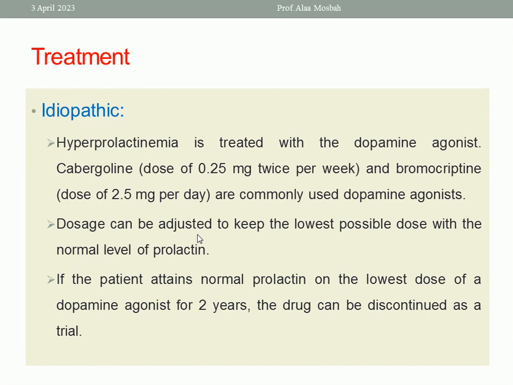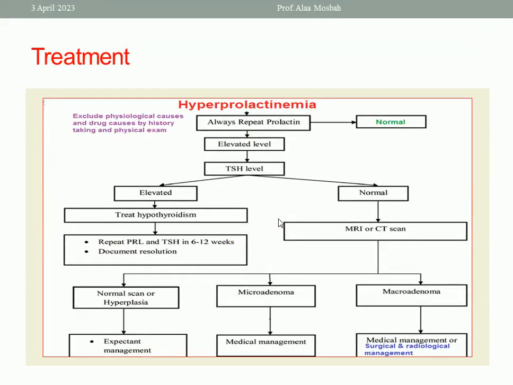If the patient attains a normal prolactin on the last dose of dopamine agonist for 2 years, for example, the drug can be discontinued as a trial. So when you reach the normal value, you can do discontinuation of the drug. And this is the last slide here. Please look at this scheme for management of hyperprolactinemia.